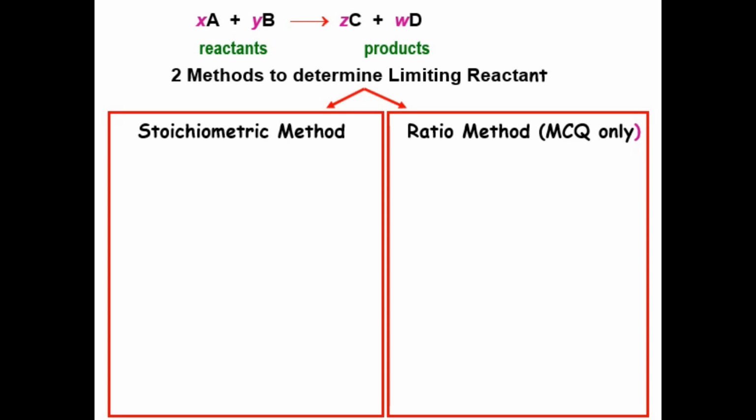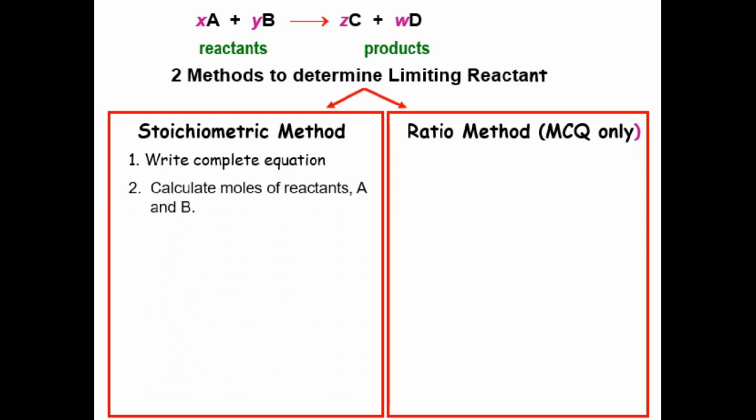Okay, look first at the stoichiometric method. The first step, you have to write a complete equation. Complete means you have the equation, reactants and products, and you have to balance it. Second, you have to calculate the moles of reactants. Refer to the example equation given, where A and B represent the reactants.